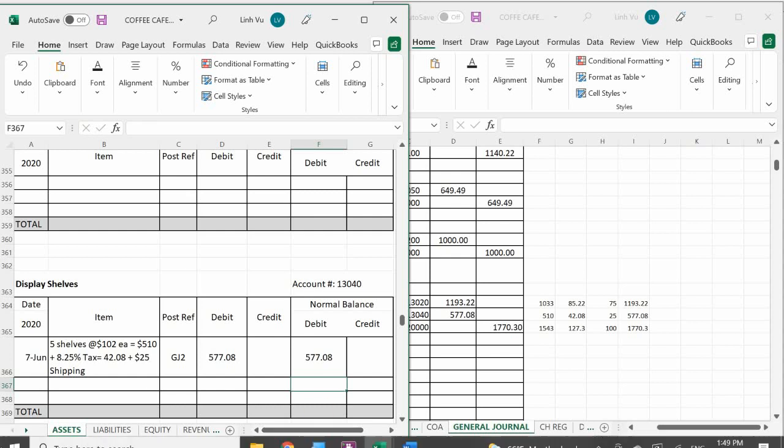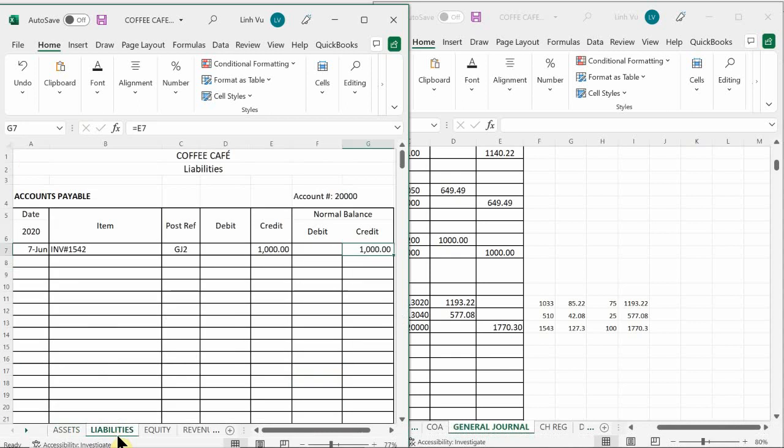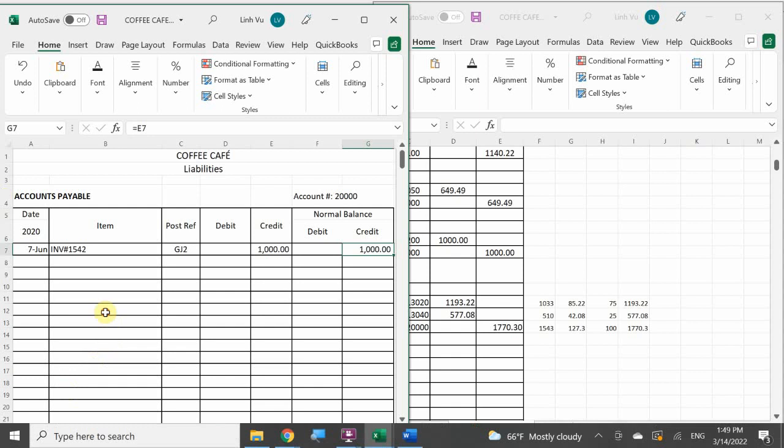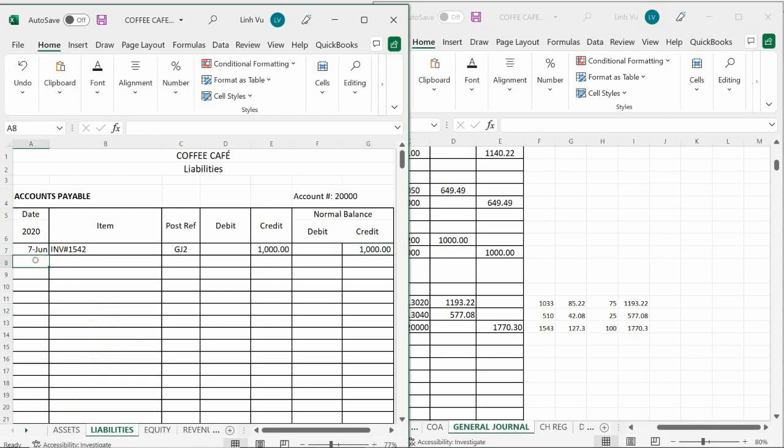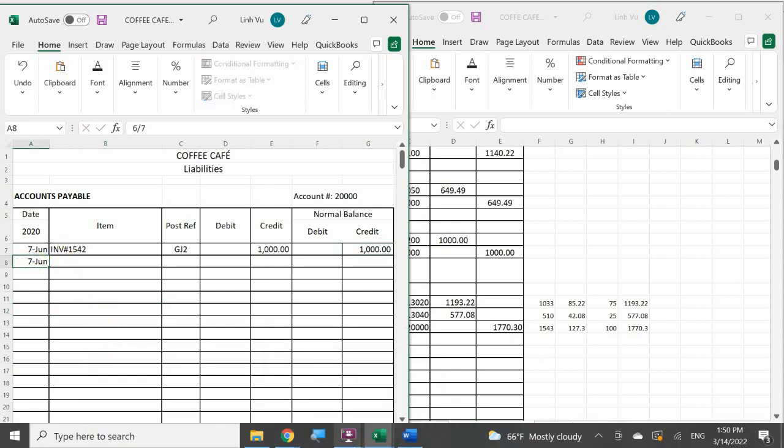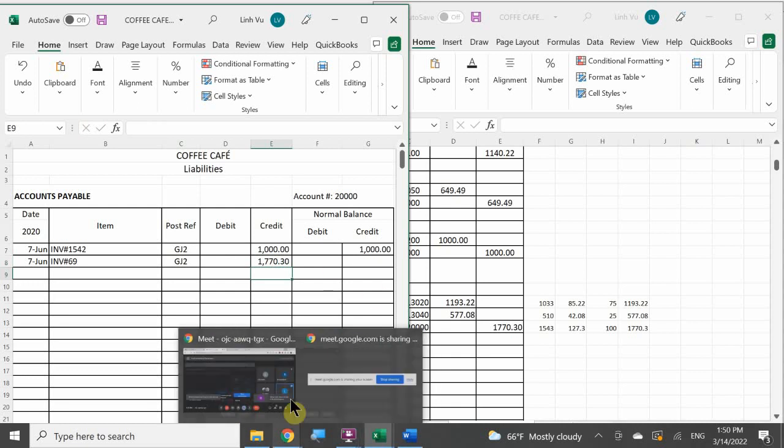And then last but not least, because we didn't pay it now, we decided to pay later. We need to go to our accounts payable account and update our account. All I need is just one thing, which is the invoice number, because that can tell me a lot. If I pull up the invoice number, it's going to tell me everything that I need to know. And this time I paid $17.70.30. Now this is where the other formula is going to come into play.